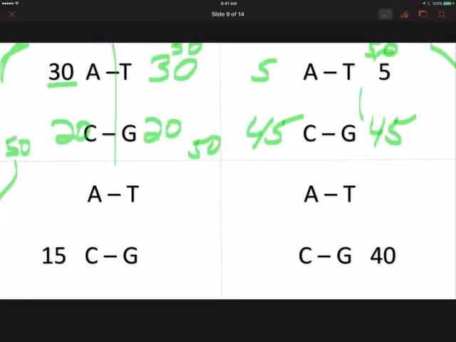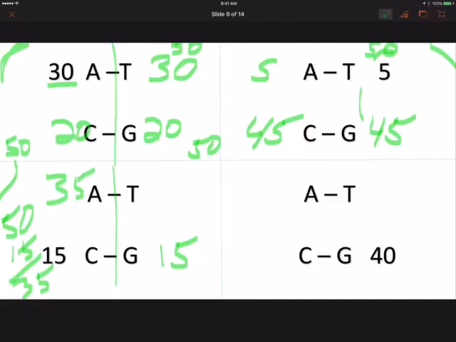So the bottom left one, I have 15 C's. That means I have 15 G's. And do my math again. So 50 minus 15 is going to be 35. So I'll have 35 A's, 35 T's, and I could make sure I'm right. 50 and 50 is 100, or 70 and 30 is 100.